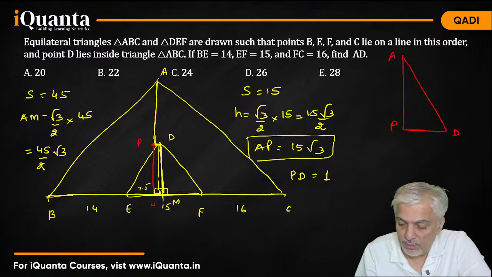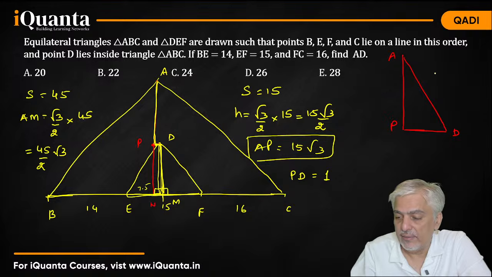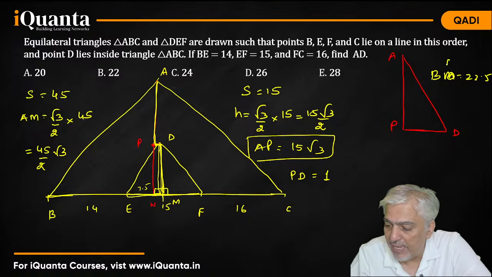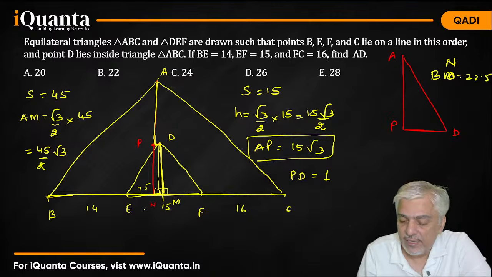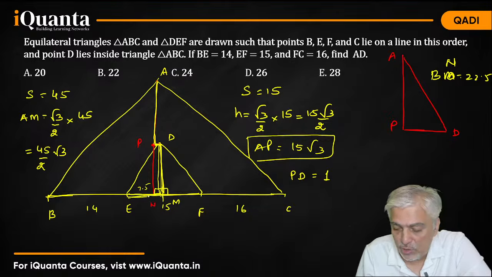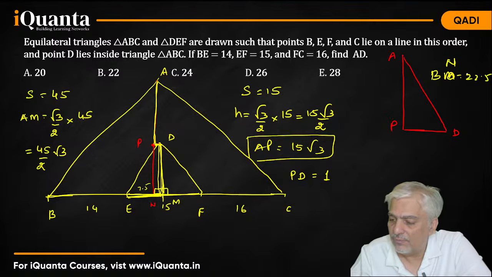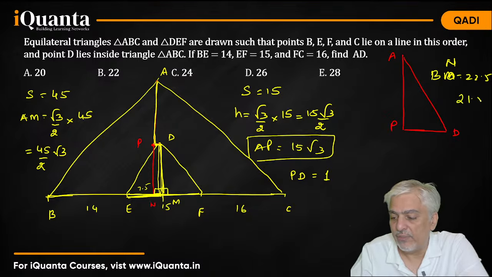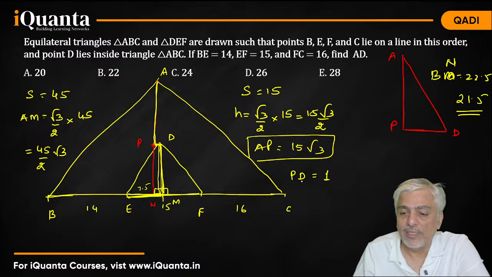BM will be half of BC, which is 22.5. So BM will be 22.5, and actually BN, not BM, BN will be 22.5, and this will be 7.5. So 14 plus 7.5 will be 21.5. Subtract these to give you 1.